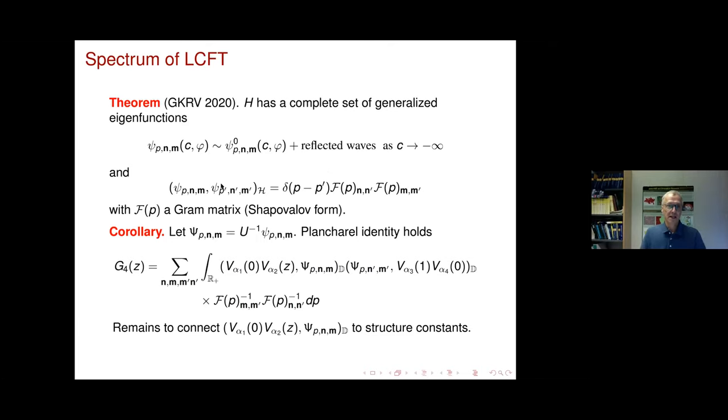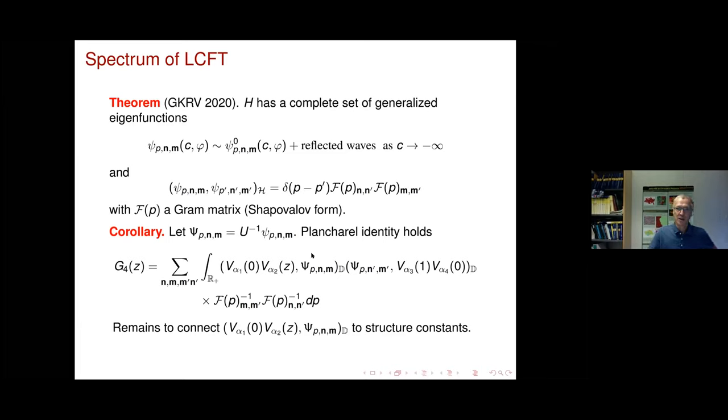There's a complete set. Their inner products are delta functions. They are generalized eigenfunctions, so delta functions in the p variable, just like you would have in the usual scattering problem on the wall. And then some explicit factors which come from the descendants, okay? So now you can do Plancherel. The four-point function was the inner product of this vector and that vector.